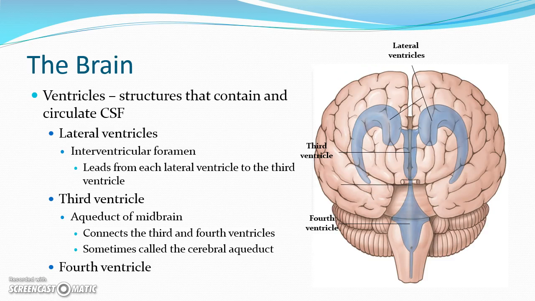Within the brain are structures called ventricles that contain and circulate cerebrospinal fluid, or CSF. There are two lateral ventricles, a third and a fourth ventricle. The lateral ventricles are the structures on the sides that look similar to ram's horns. Each lateral ventricle is connected to the third ventricle through an interventricular foramen, and remember that foramen means hole.